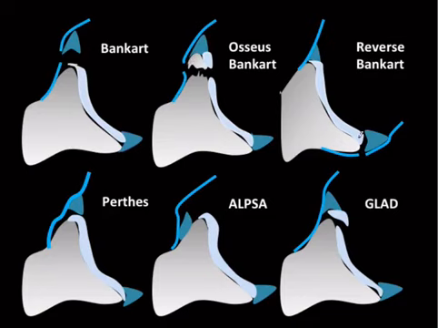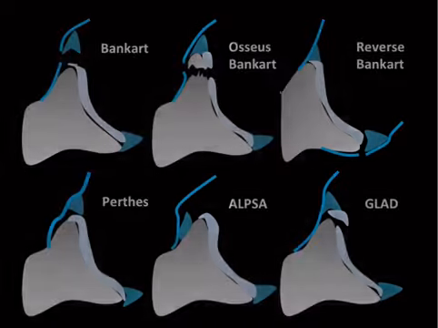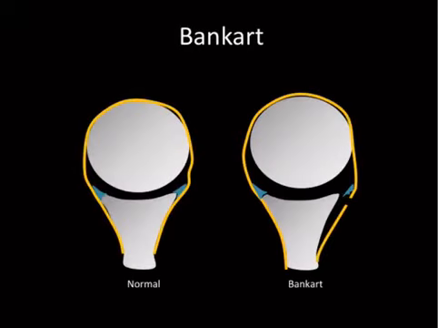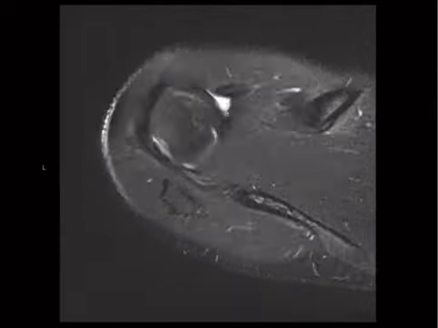Now, reverse Bankart would just be on the opposite side, so it'd be like a posterior dislocation. So instead of being anterior, inferior, it's posterior, inferior. And then we've got this spectrum that we'll go through here in a second. So normal versus a Bankart, that periosteum being torn off is going to make it a true Bankart all the way through. And there's a fracture of the bone. So what's that look like?